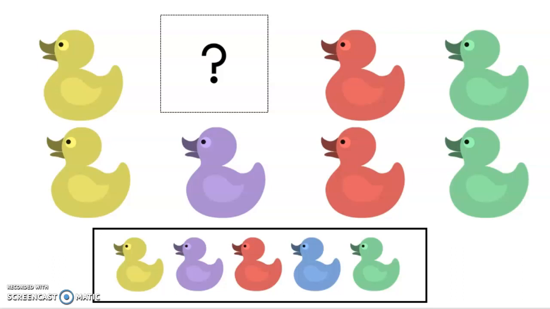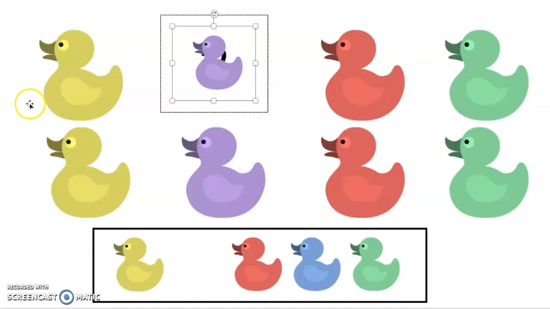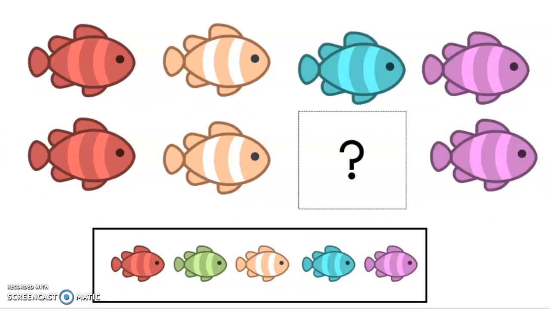I think there should be a purple duck in the box to complete the pattern. So the pattern will go yellow, yellow, purple, purple, red, red, green, green. That looks right. Let's go on to the next one.